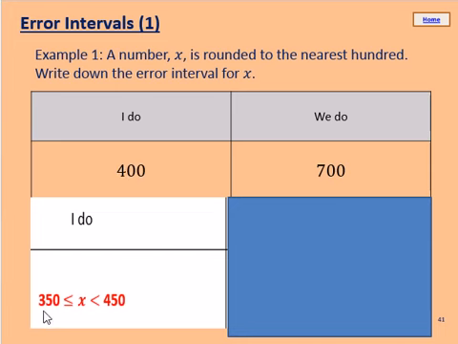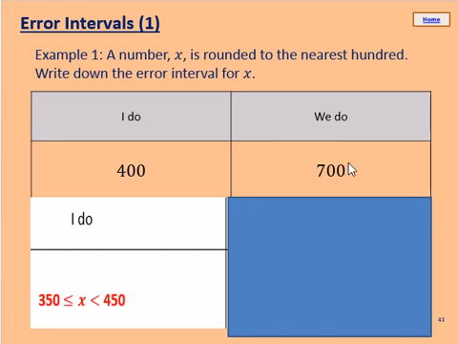So we're going to write 350 as the lower bound, and x could have been more than or equal to. Remember, this sign means more than or equal to. So x could have been equal to 350 or more than 350. And on the high end of the scale, 450, well, x could have been anything less than 450, not including 450. That would round up to 500. That's why we've just got a less than sign here. So x could have been anything less than 450.